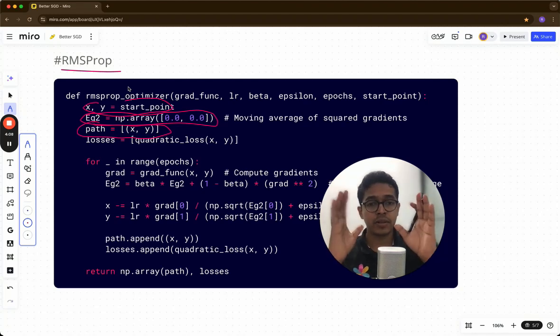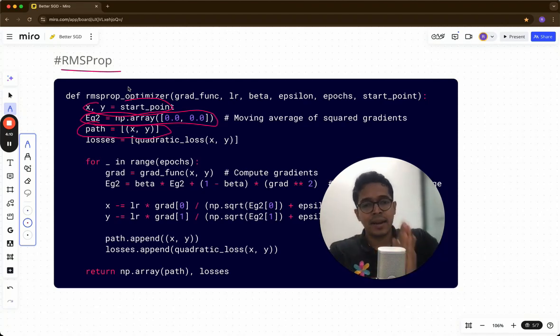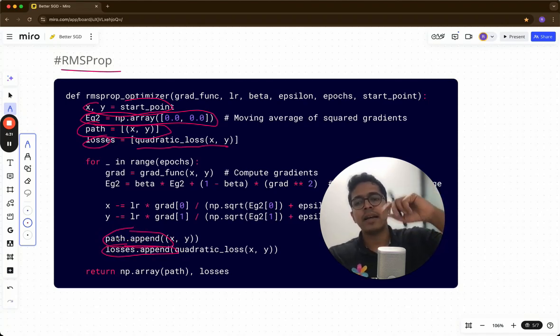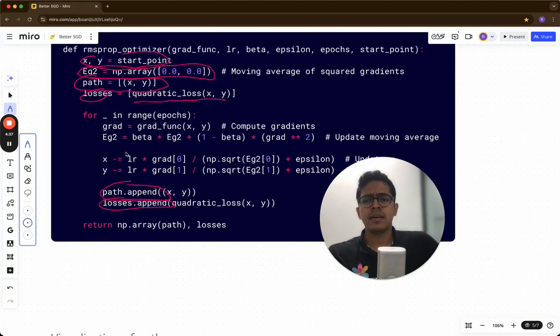So x and y, please remember, they are not input and output pairs. They are the two parameters which define the loss function j. Okay. And then we are storing the value of the quadratic loss function in the losses variable. So losses we will keep on appending after every iteration. Path also we will keep on appending after every iteration, so that finally we can plot path and losses as two separate graphs.